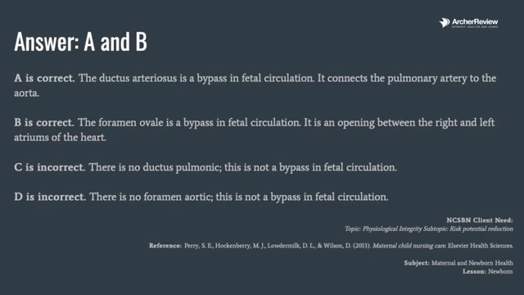Okay, the answer was A and B. That was an easy one. Hopefully you got that. I doubt there'll be anything quite that simple on the NCLEX, but as we just went over, A, the ductus arteriosus is the bypass from the pulmonary artery to the aorta. B, the foramen ovale, is the bypass between the right and left atriums. C and D are totally made up words. There is no such thing as a ductus pulmonic or a foramen aortic, so hopefully you did not choose those because they are not bypasses in fetal circulation.